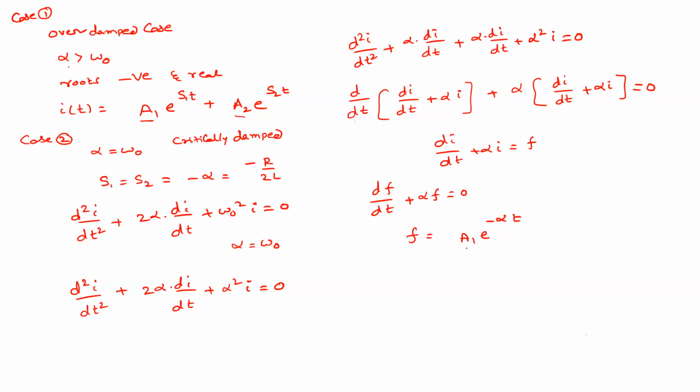So this is the one, right? The solution for this one is a1 into e to the power of minus alpha t. From initial conditions, we'll find out the a1 value, right? So this is equal to f. So f is originally this one, right? So that means di by dt plus alpha I. Understood?